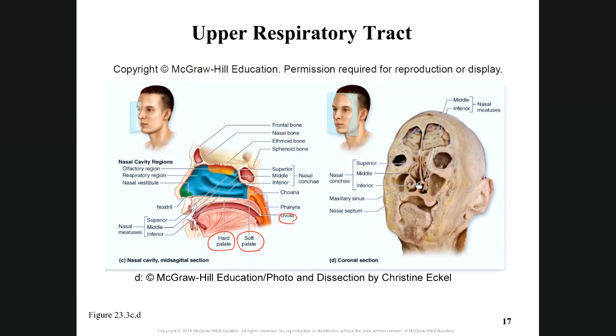The nasal septum divides the right and left side, and you need to know that your nasal septum is composed of two different bones. One of these bones is located inferior, and if you remember, the name of this bone is vomer, and the other bone is located superior, and this bone is the perpendicular plate of ethmoid bone. So your nasal septum is made up of two bones. The inferior part is the vomer, and the superior part is the perpendicular plate of ethmoid bone.